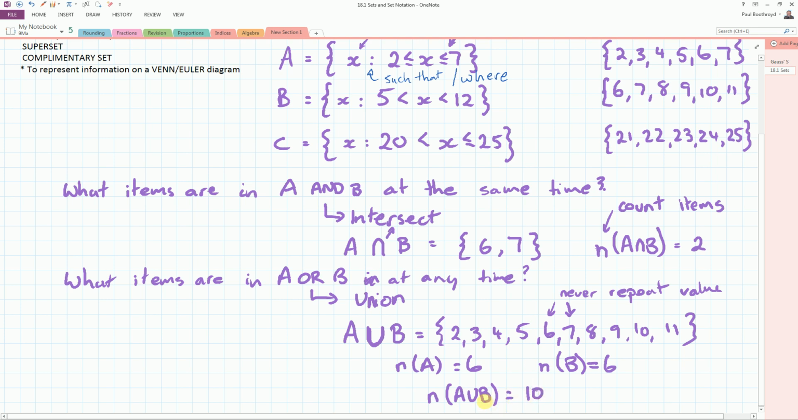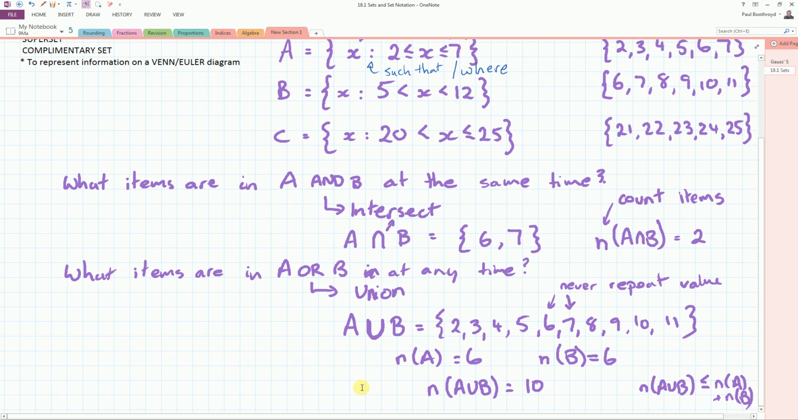It's like we did what you do in probability. It doesn't matter, you don't double count things in the two places. So strictly speaking, what we can say is that the number of items in A union B is less than or equal to the number of items in A plus the number of items in B. So it can never get bigger over the union.